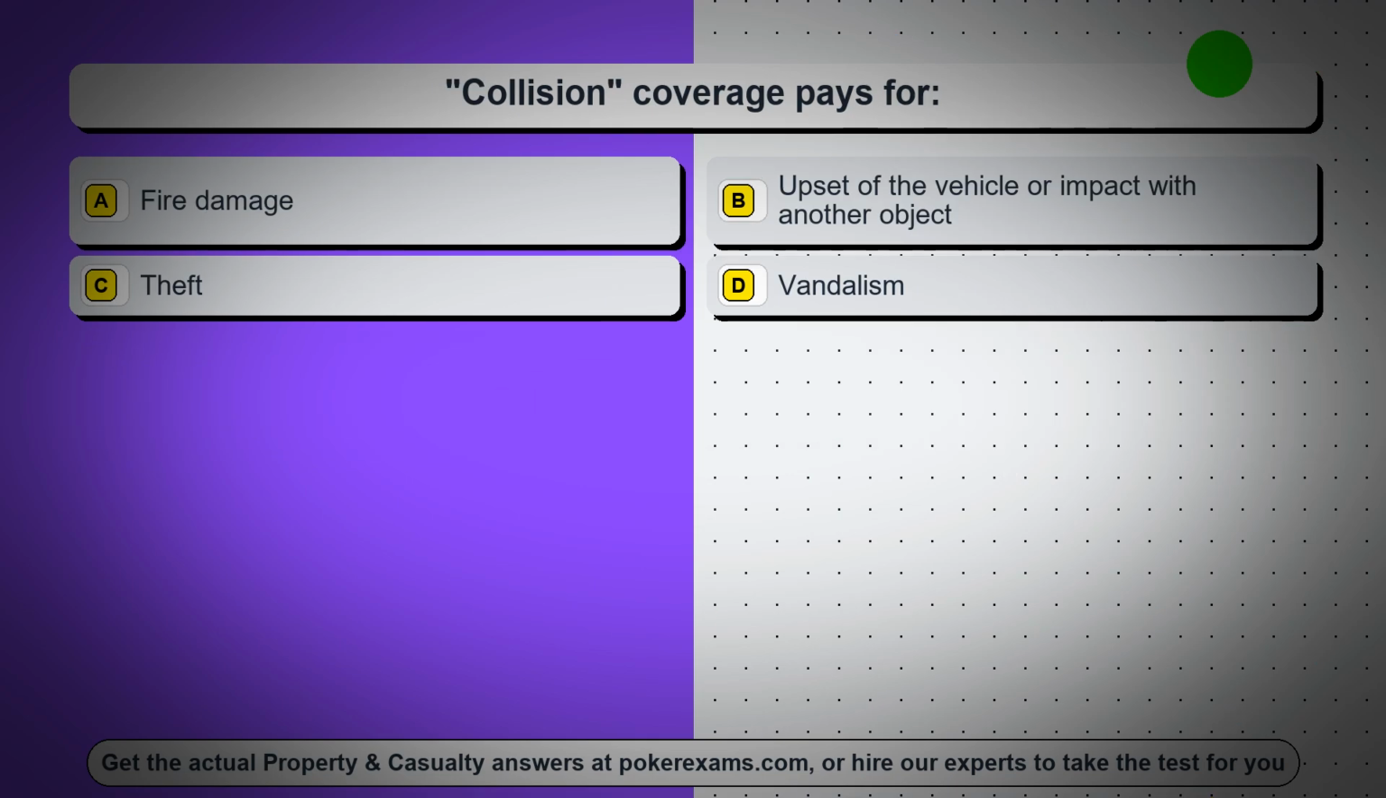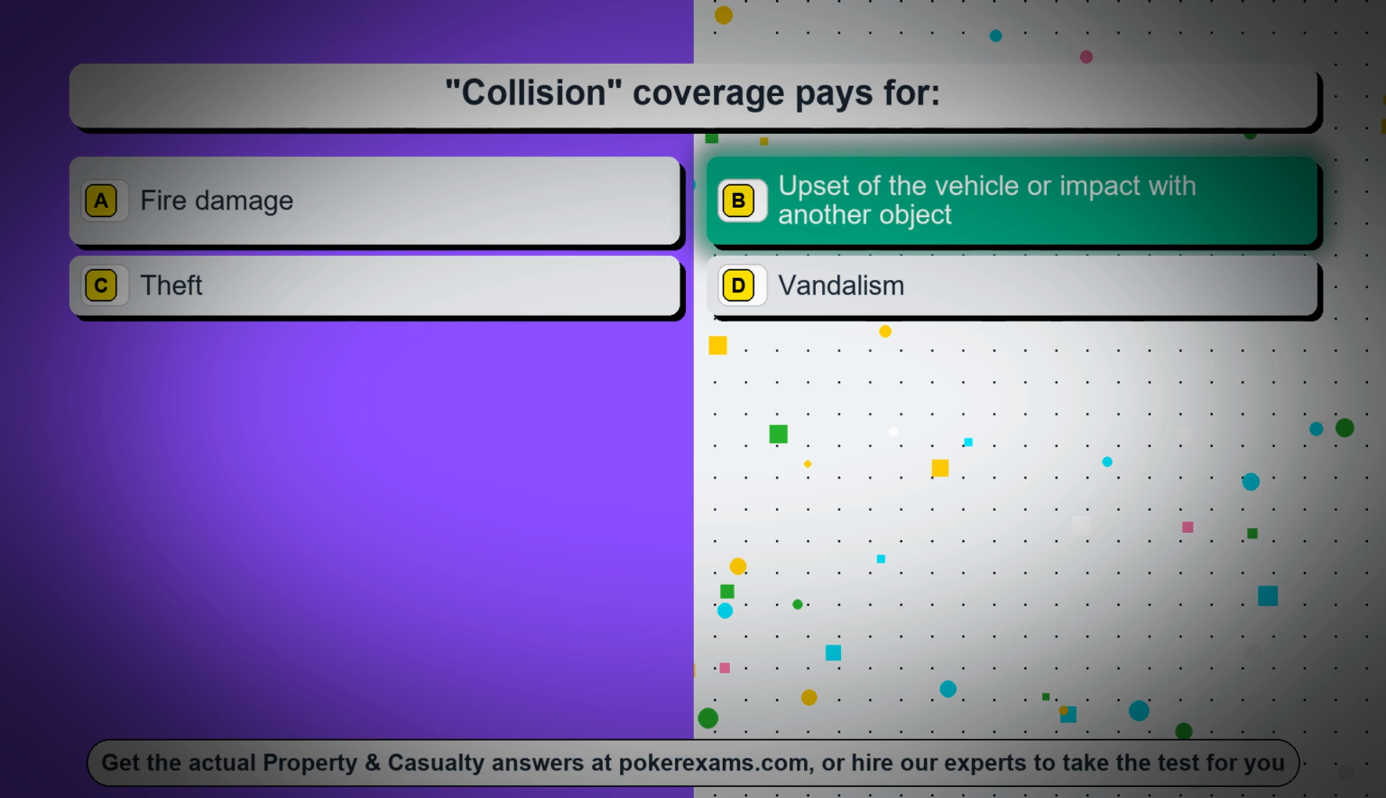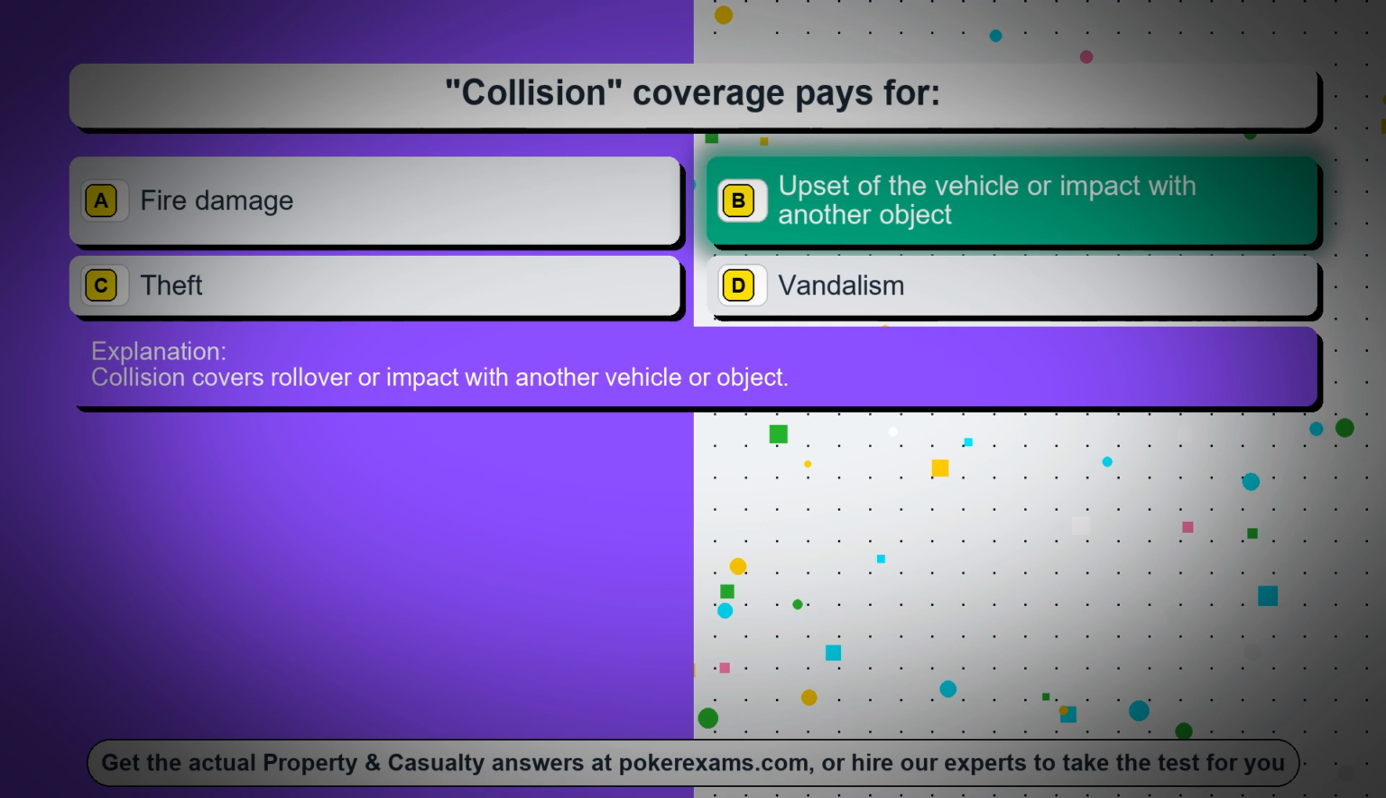Question 20. Collision coverage pays for: option A, fire damage; option B, upset of the vehicle or impact with another object; option C, theft; option D, vandalism. The correct answer is option B, upset of the vehicle or impact with another object. Collision covers rollover or impact with another vehicle or object.